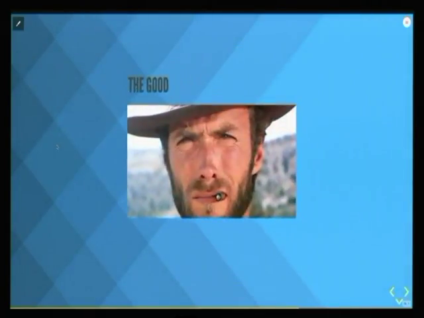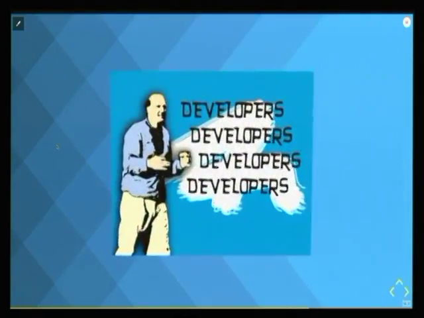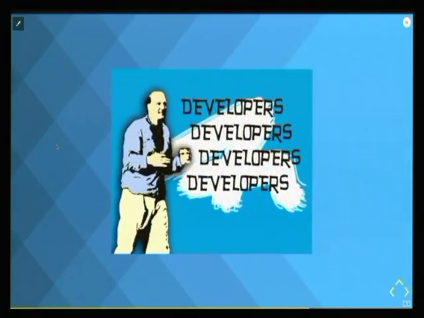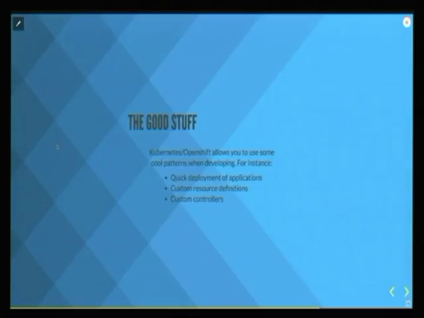Okay, so now it's time for the good part, Clint Eastwood. With the good, we mean developers, right? What we mean with that is that Kubernetes and OpenShift allow you to use some good patterns when developing. I'm going to focus on two use cases that I like. First is the quick deployment that we can do with an application, and then we will see a fancier use case using custom resource definitions and custom controllers, which I had a look at.